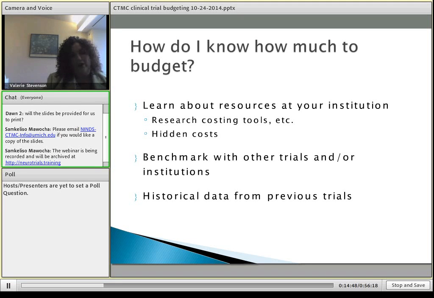The other part that's great about benchmarking is that if you find you need to collaborate with another institution, you kind of have an idea of what things cost other places. So if you were to add someone to participate in your study, you've kind of budgeted for it. Another way is to look at historical data from other trials, and that's a good way. You can talk to your colleagues and see how much they've paid to do certain tests, or how much time they've had to spend to obtain a coordinator.